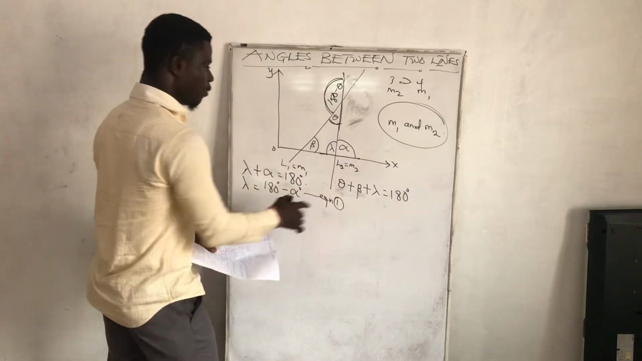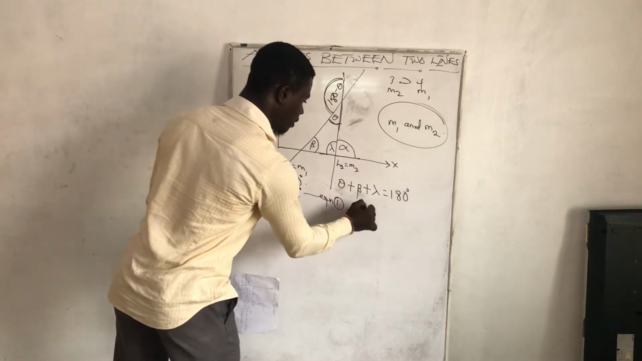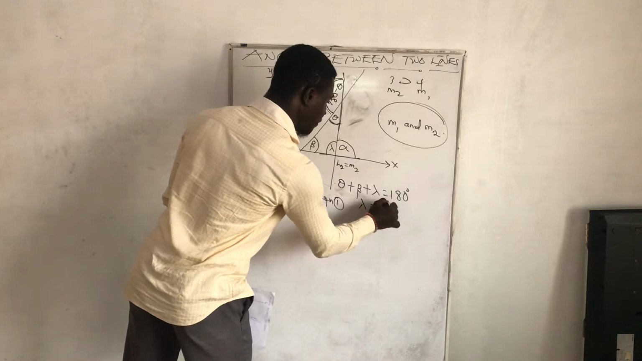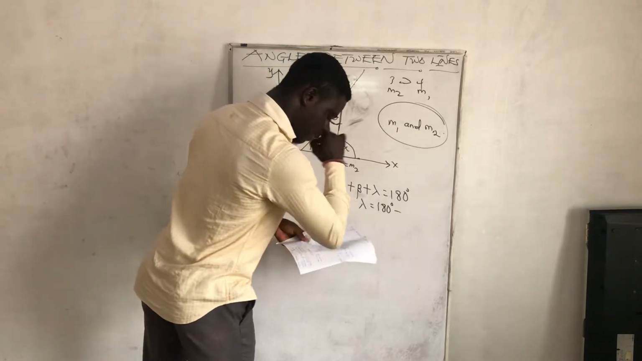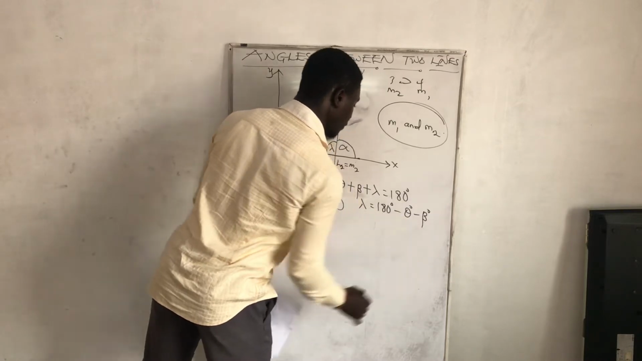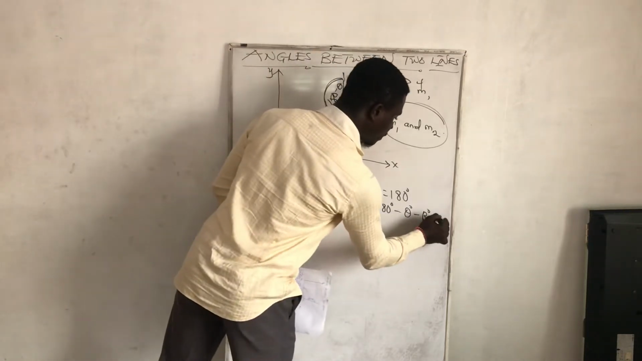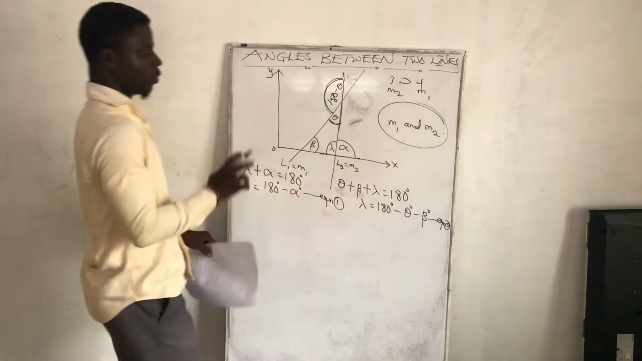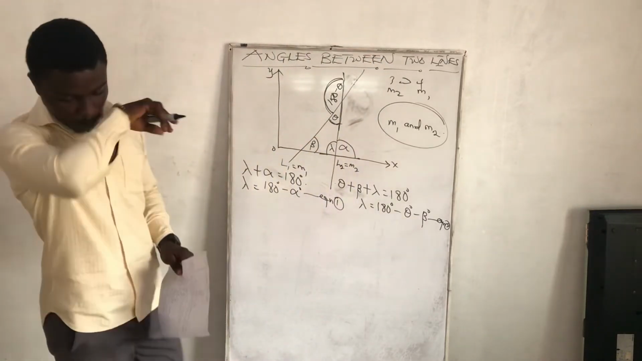So now, we can make lambda the subject here. So lambda is equal to 180 degrees minus theta, then minus beta. So we can state that as equation 2.